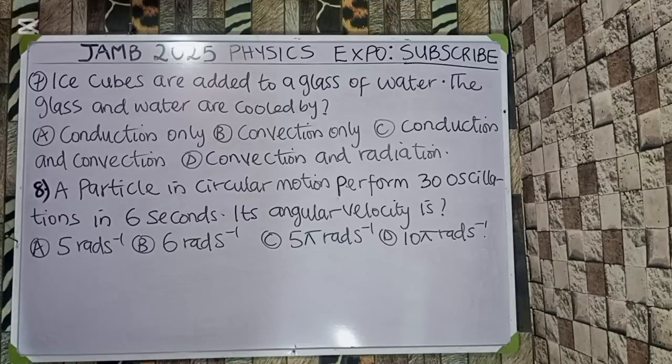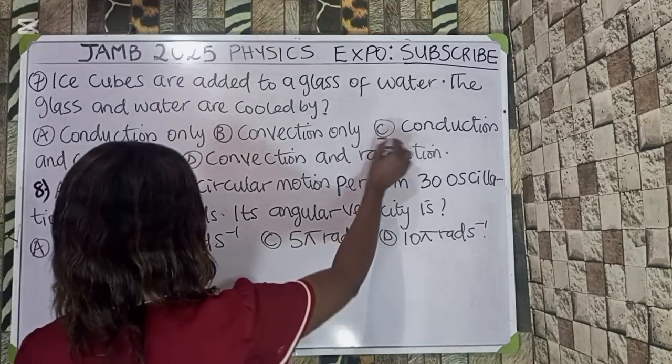Number 7. Ice cubes are added to a glass of water. The glass and water are cooled by option A, conduction only. Option B, convection only. Option C, conduction and convection. Option D, convection and radiation. Now, when ice cubes are added to a glass of water, the glass and water are cooled by conduction and convection. Do you understand? So the correct option to this question is option C.